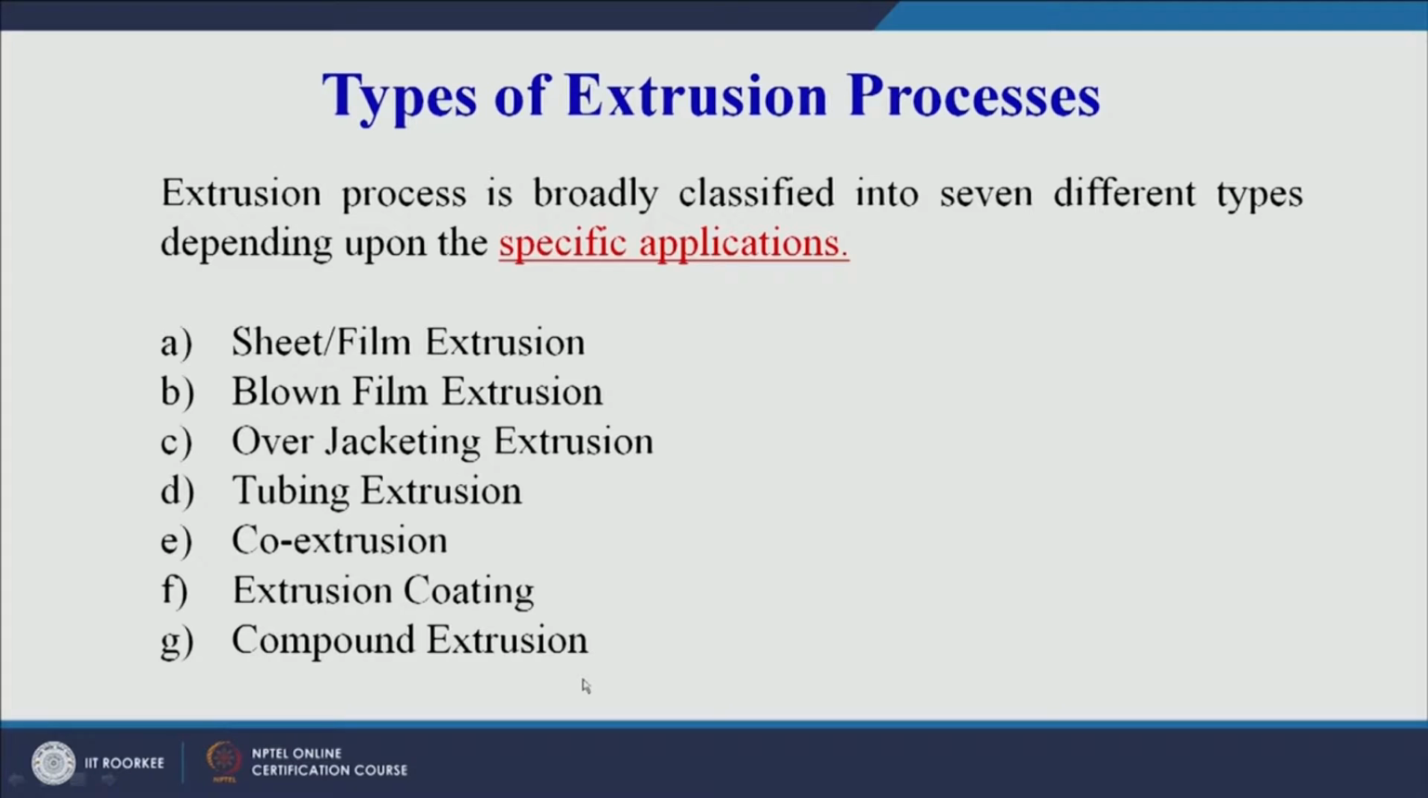extrusion. The basic principle will remain the same as we have seen in the last class, that we are going to melt the plastic and then force the molten plastic through the die, and finally the product that is coming out of the die will be cooled either using air cooling or a water cooling apparatus or arrangement. We will see one by one, with the help of a diagram, the basic working principle of each one of these processes. So let us start with the sheet film extrusion.